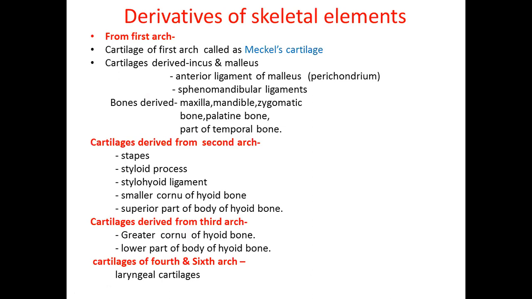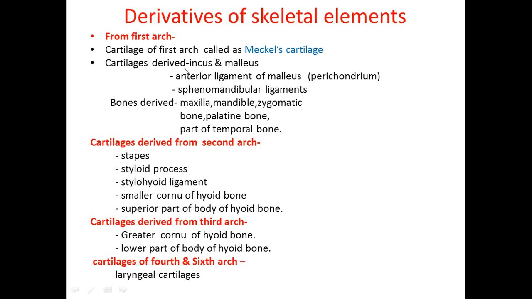Coming to the important elements, what is derived from these pharyngeal arches? The derivatives of the skeletal elements concerned with the first pharyngeal arch, or the various arches. From the first arch, the cartilage of the first arch is called Meckel's cartilage.